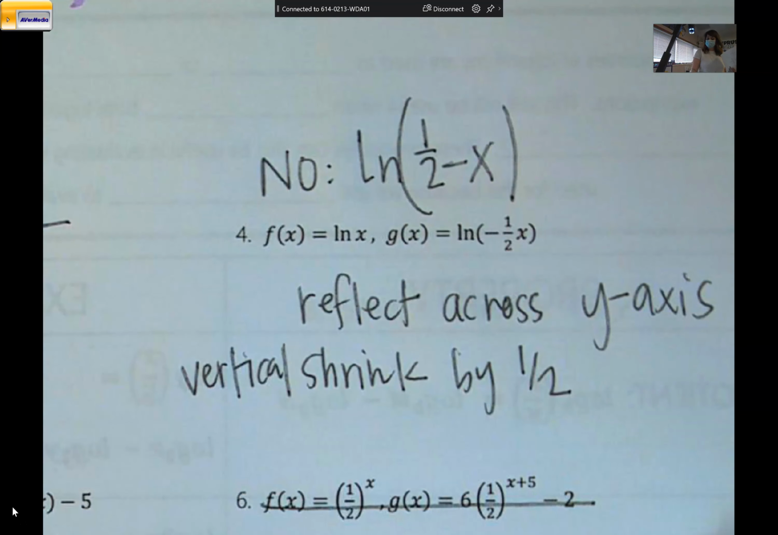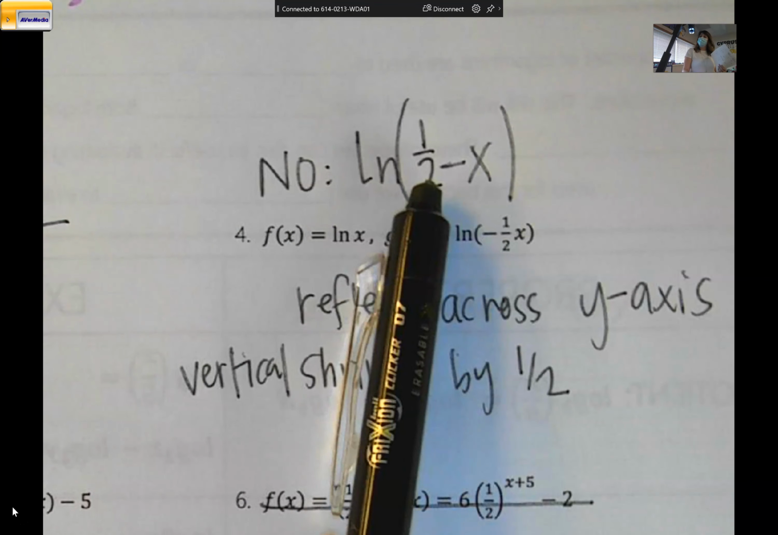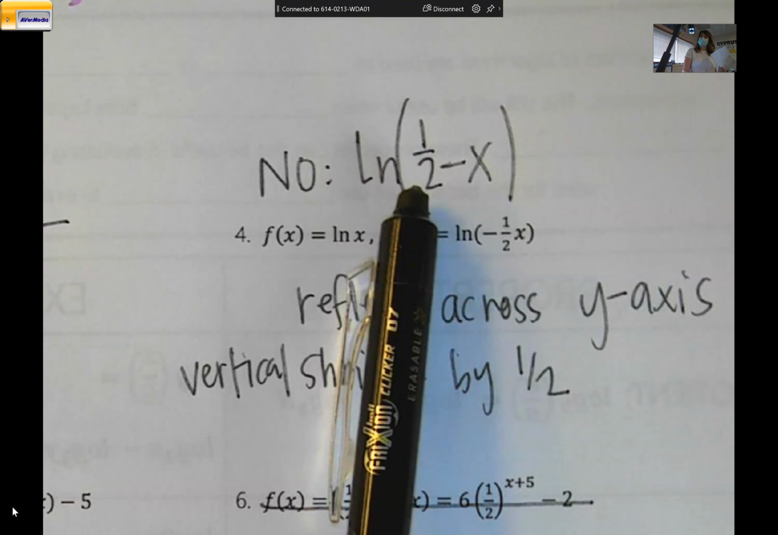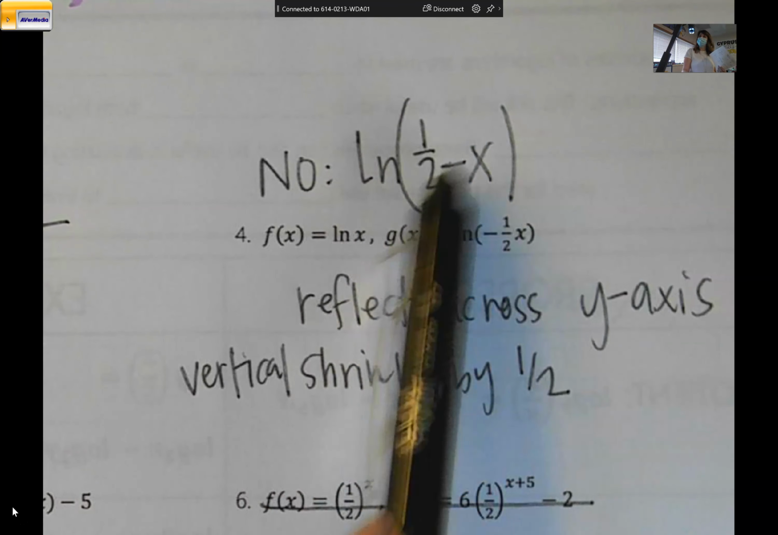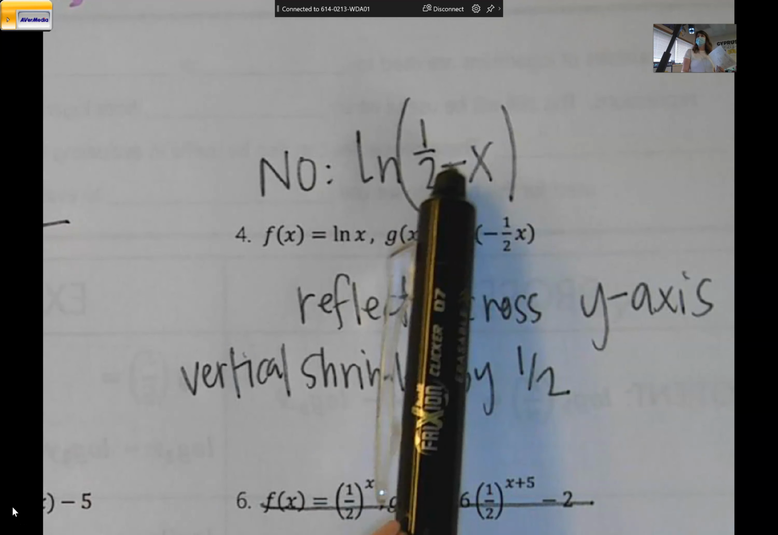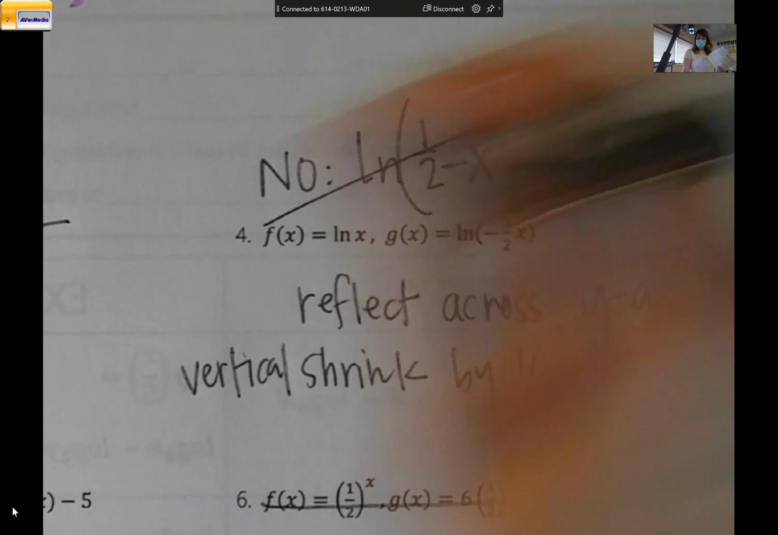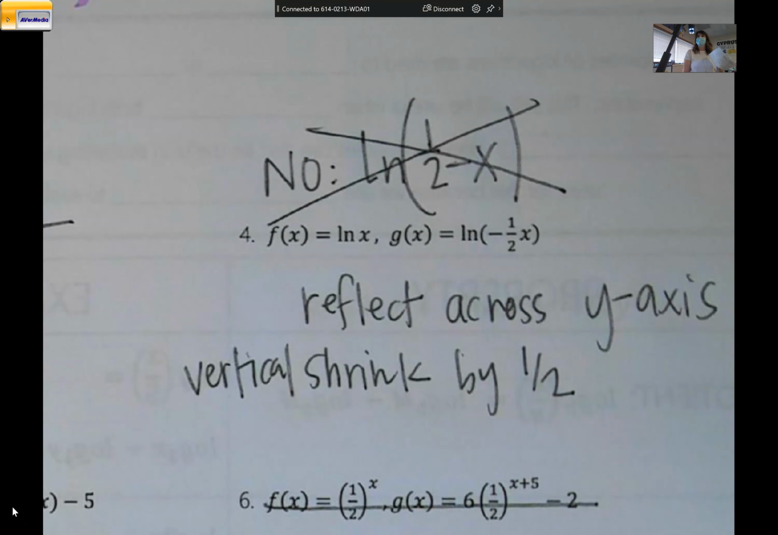So on the assignment, you have one similar to this, and a lot of people are writing it like this. They're doing this as their shrink and this as their reflection, and that's not right because that looks like 1/2 minus x. You will never have anything like that. A natural log, a logarithm would never be written that way.